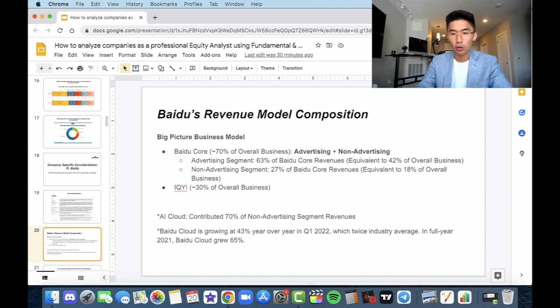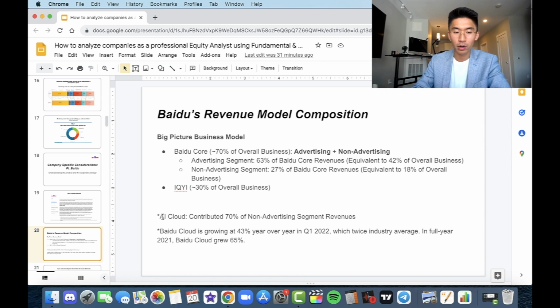Now, in terms of Baidu's revenue model composition, here's how we think about their business model. Baidu Core, that's composed of advertising and non-advertising. That is 70% of their overall business. Okay, so 70% of their overall business comes from advertising and non-advertising. 30% of their business comes from their subsidiary called iQIYI, and that's more of like a Netflix video streaming kind of business. Inside Baidu Core, advertising is roughly 63% of revenues, and the non-advertising segment is 27% of Baidu Core revenues. So what this means is that depending on your outlook for how quickly the advertising segment or the non-advertising segment is going to grow, that's going to drive most of Baidu's overall business model.